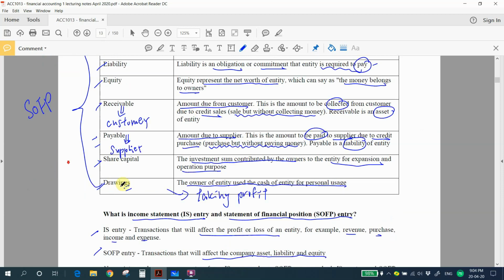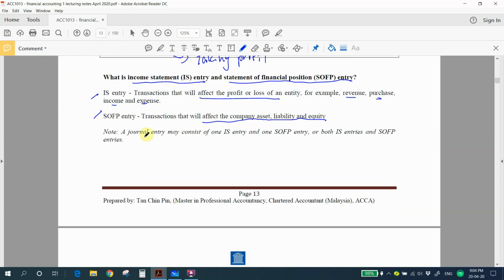You also need to take note that a journal entry may consist of one IS and one SOFP, or both IS entries, or both SOFP entries. It means that it does not always come as a pair. You can have two IS or two SOFP, or one IS and one SOFP entry.